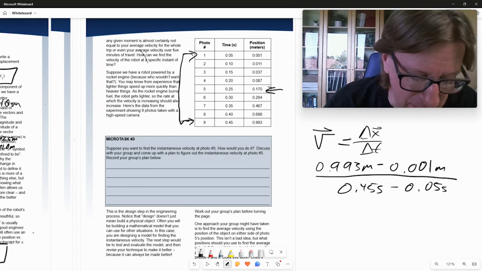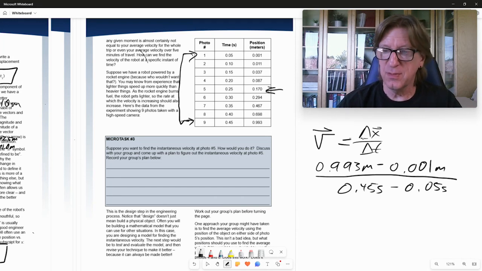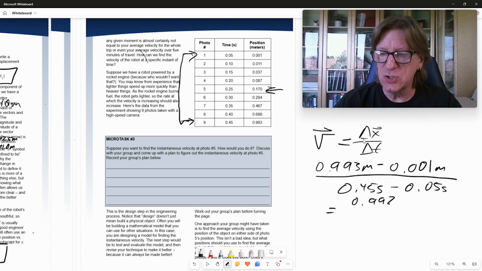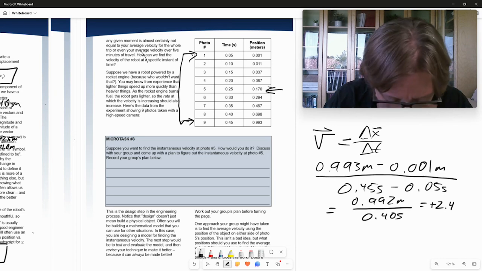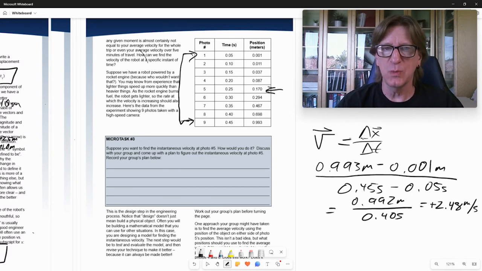And if you do that, then you're going to find that this is this top number up here. I've already worked it out on my page, but let's have you work it out in your calculator. And so I got 0.992 meters, which is subtracting off that one right there, divided by 0.40 seconds. And that works out to be a velocity of positive 2.48 meters per second. So we've got our direction, we've got our magnitude, and we've got our units. So that's the average velocity between 1 and 9.